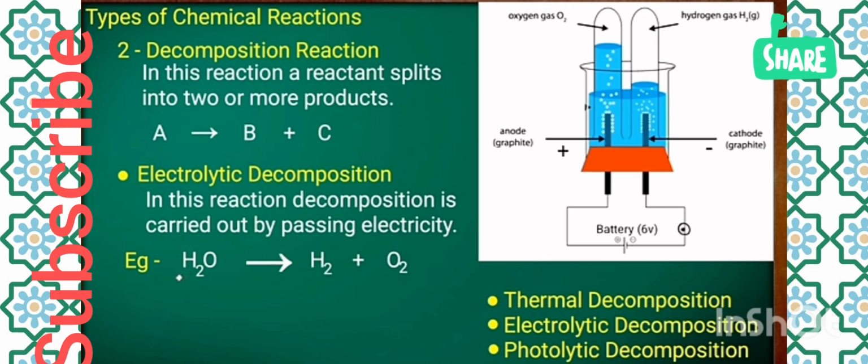Electrolytic decomposition is carried out by passing electricity. When electricity is passed through water, we get a separation into hydrogen and oxygen. Only this happens when electricity is passed through it. Okay, so here we have an example diagram.